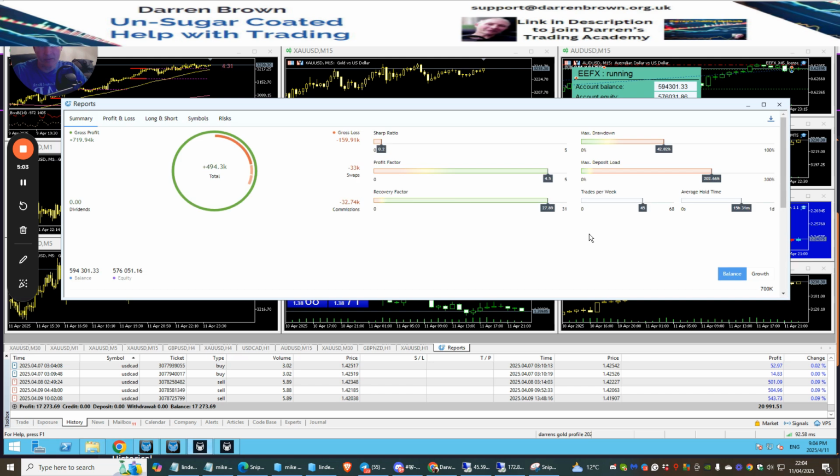It will give you a drawdown. It will show you the profit and loss factor, etc. And it's going to give you an idea of when you were trading, when your trades worked, when they didn't, your max drawdown, your max deposit, your recovery factor, profit factor, Sharpe ratio, equity and balance. So you'll see at the moment that my gross profit is showing 719,094. My gross loss is 159,991. So if I go to my growth, it's going to give you.